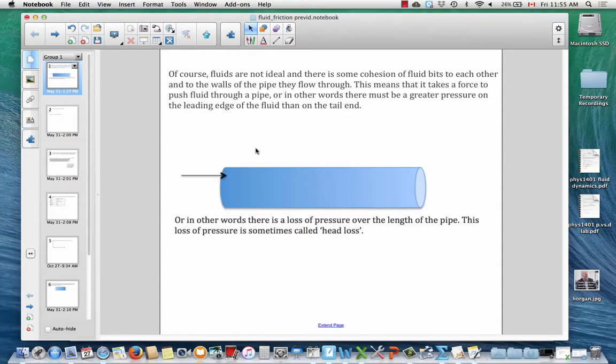Now, in our analysis of fluid dynamics, we've thus far been dealing with ideal fluids. That means frictionless. But of course, fluids aren't ideal, nothing is. And so how do we model friction with fluids?